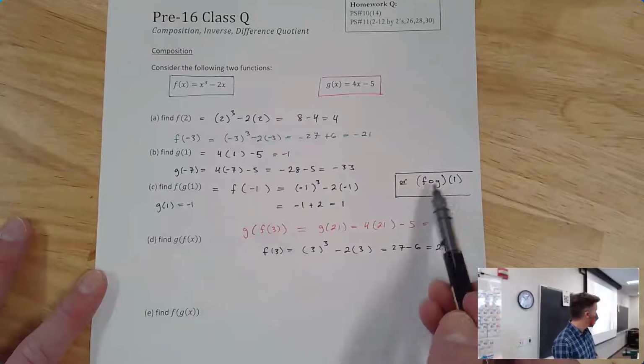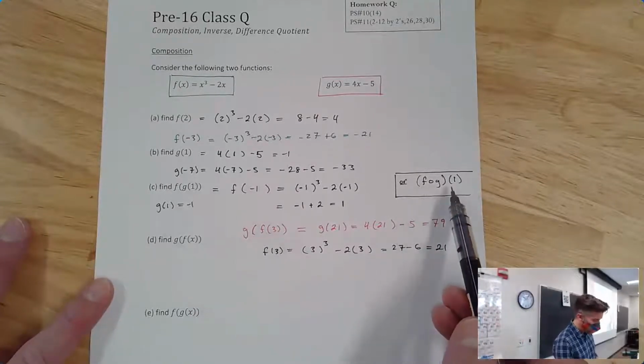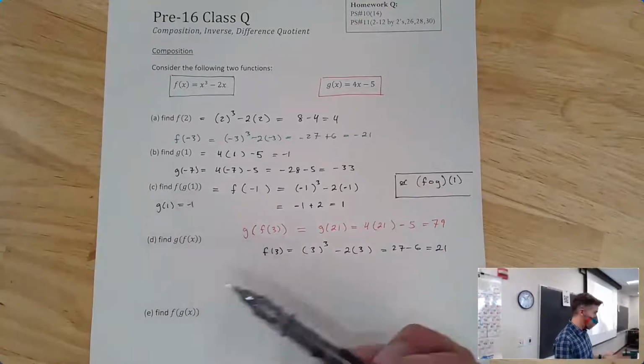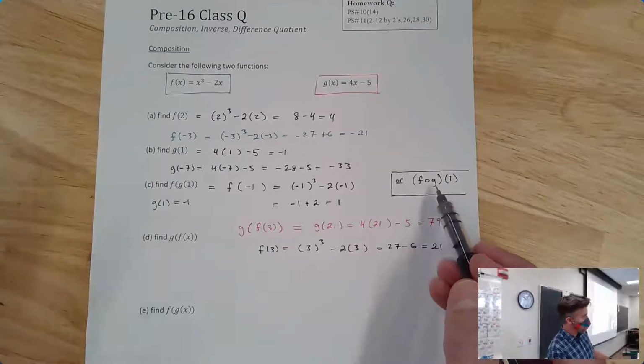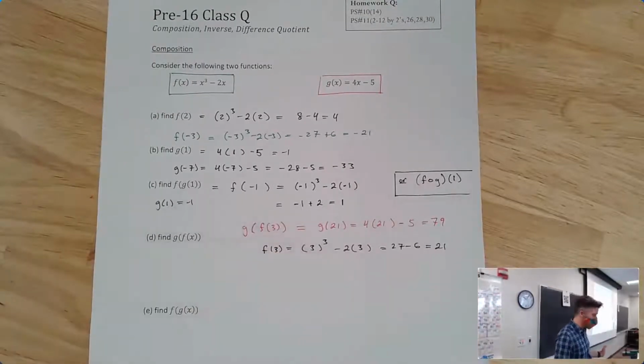And if someone writes f circle g of 1, I would encourage you all to just rewrite it like that, because this is the way that makes more sense, I think. If this makes sense to you, great, do that. But I feel like this is the sensible way of doing it. So that's the way I'm going to show it to you almost all the time.